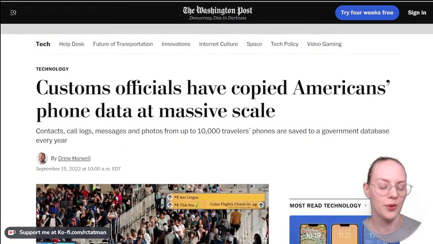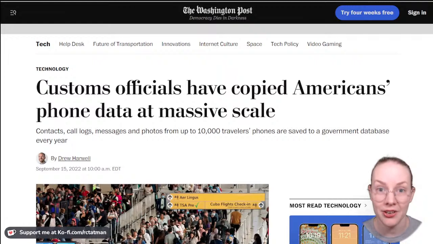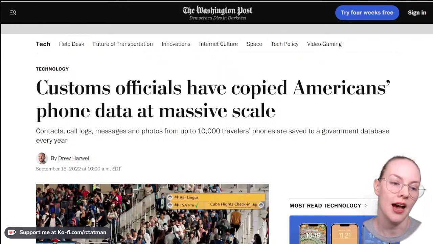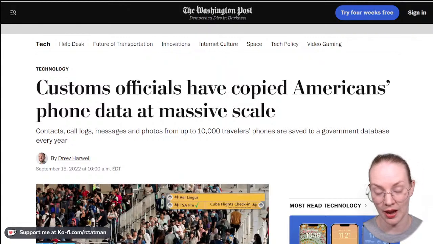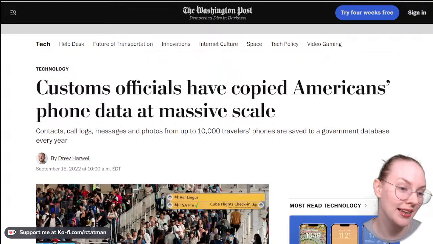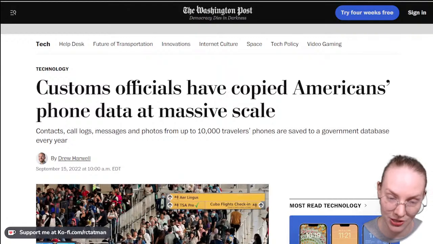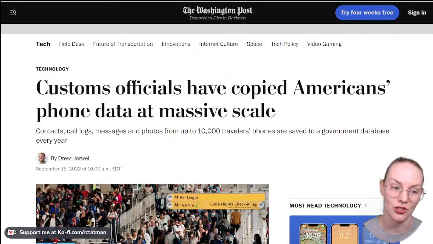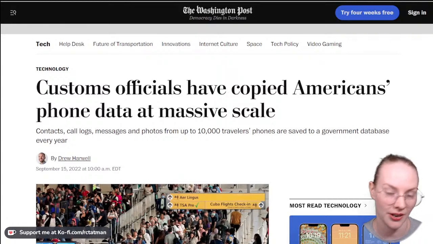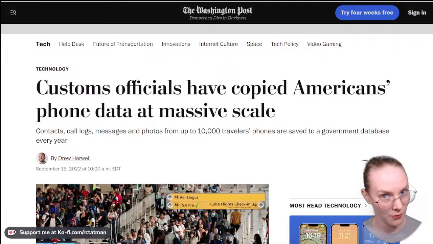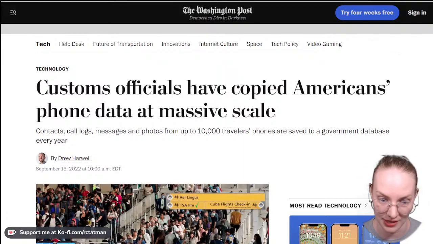And so when we talked about how to protect your phone from Customs and Border Patrol agents, this is why that was relevant, and it is because contacts, call logs, messages, and photos from up to 10,000 travelers' phones are saved to a government database every year. Again, they do not need a warrant to collect this information. They do not need a warrant to look at this information.